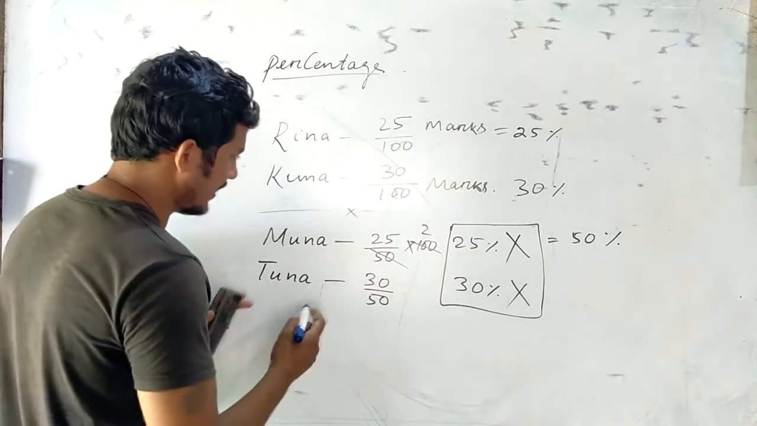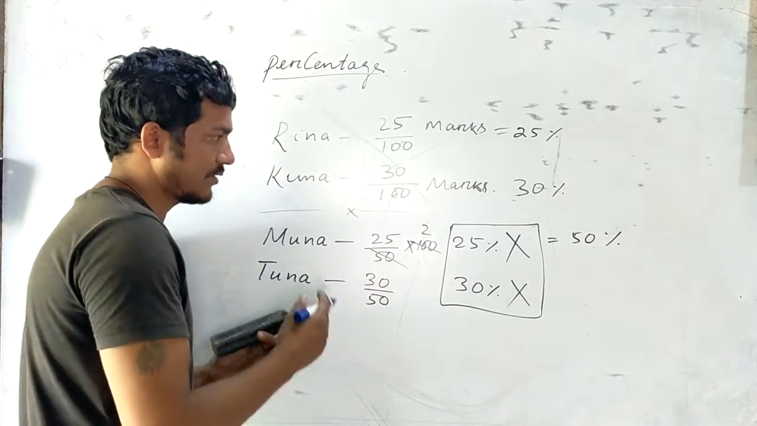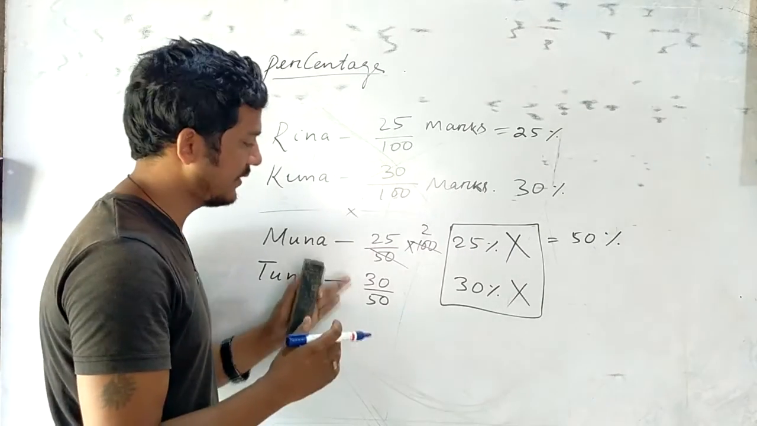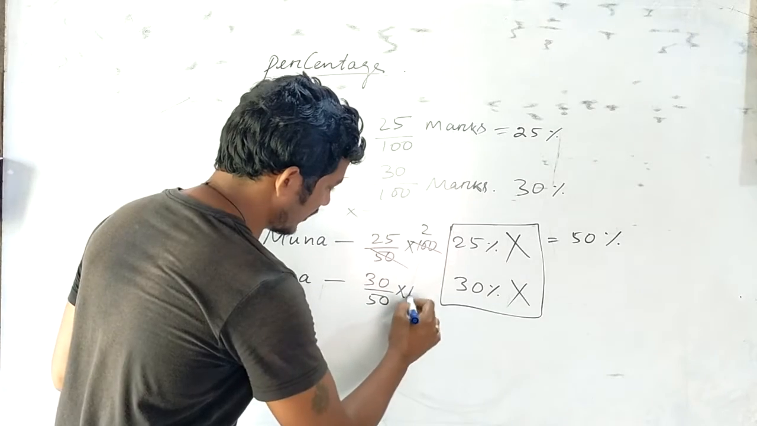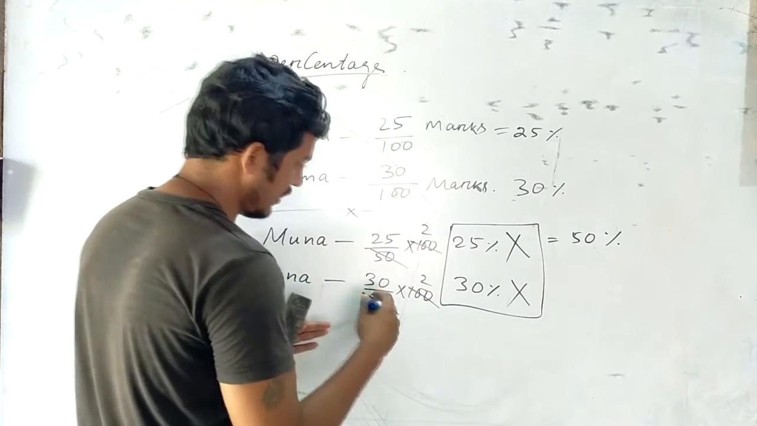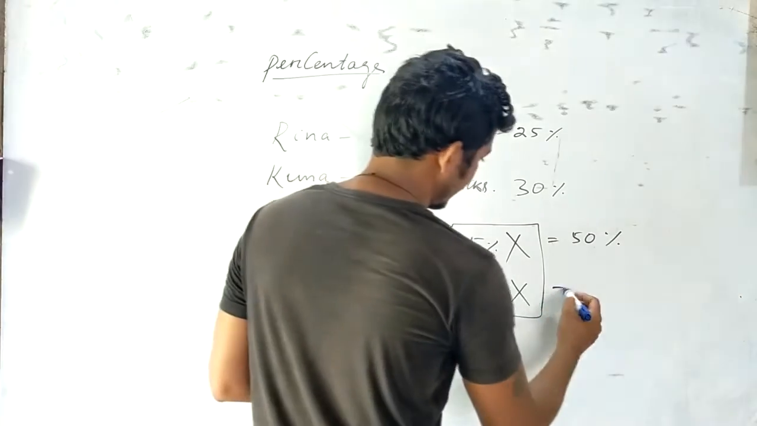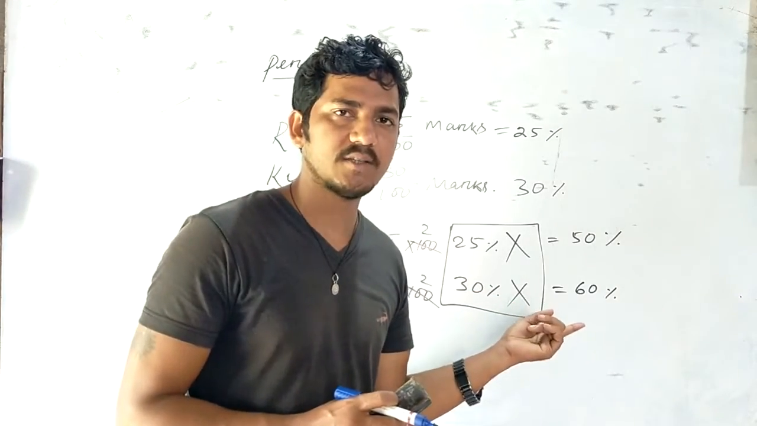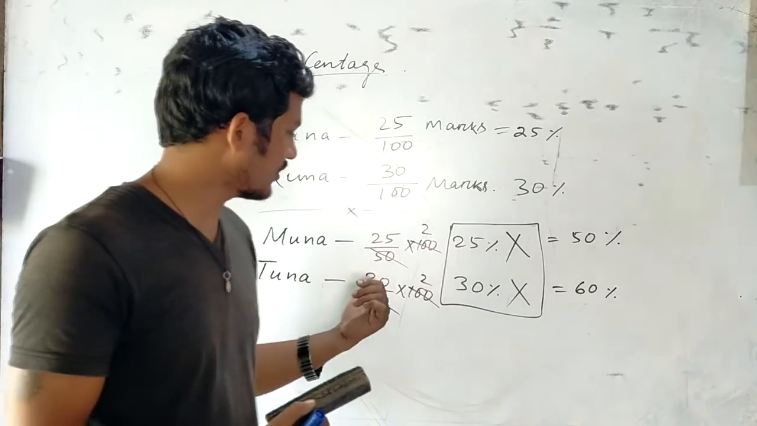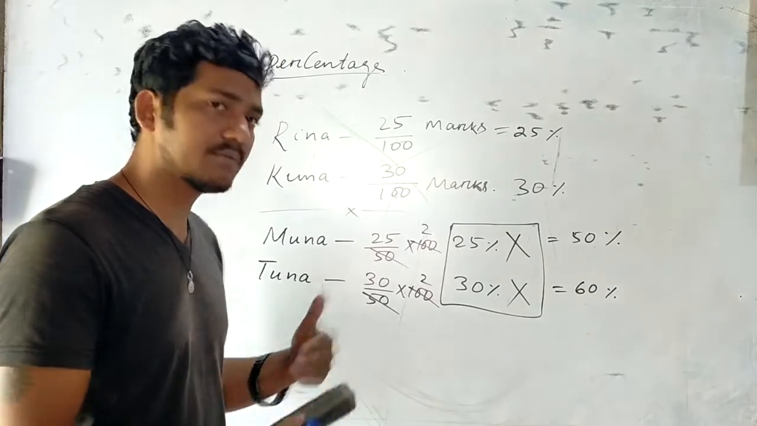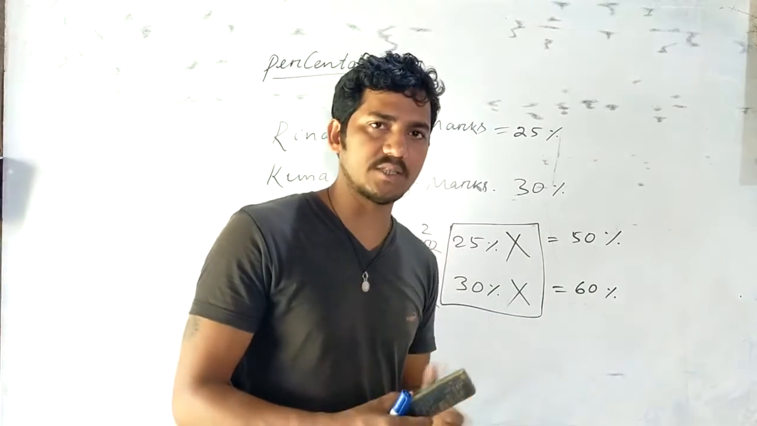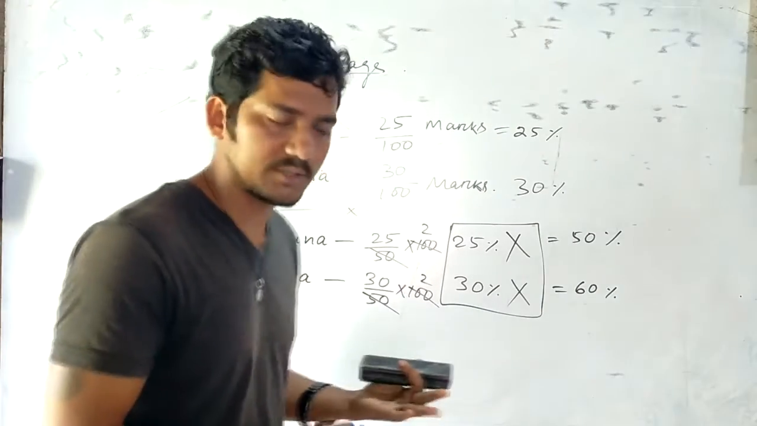In the second case, Tuna has got 30 out of 50. That doesn't mean that Tuna has got 30%. No. To find the percent of any fractional number, simply multiply 100 with it. Then 30 by 50 times 100 gives 60. So we got 60%. This means that if the examination were held for 100 marks, then Tuna would get 60 marks out of 100. So this is the basic concept of percent.